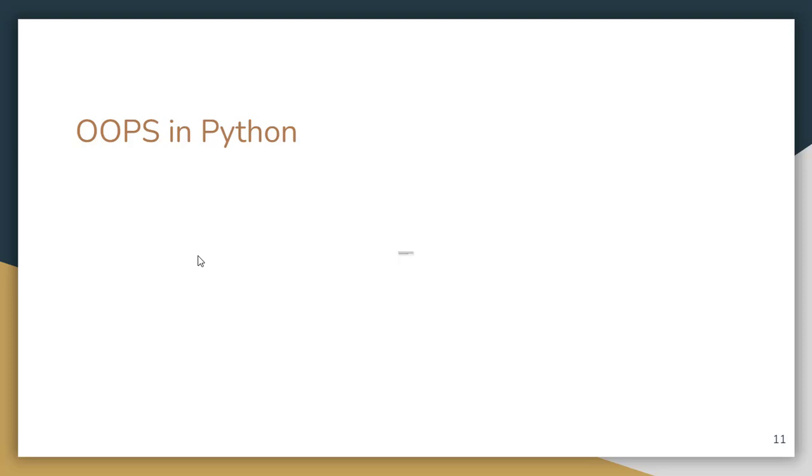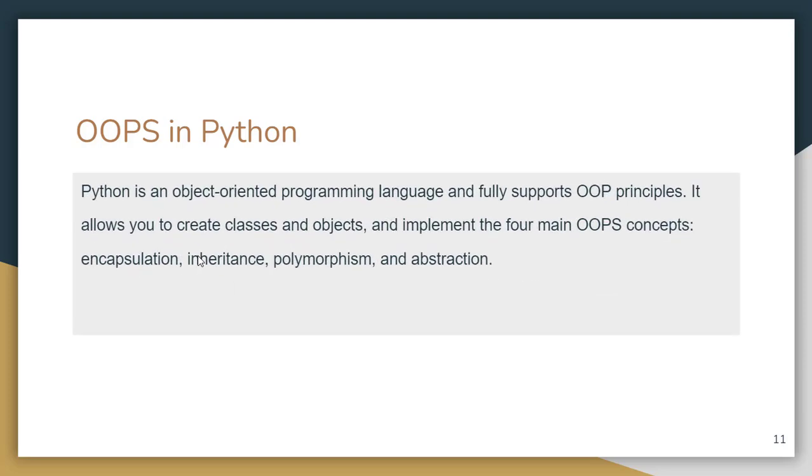Next, OOPS in Python. Python is an object-oriented programming language and fully supports OOPS principles. It allows you to create classes and objects, and implement the four main OOPS concepts: encapsulation, inheritance, polymorphism, and abstraction. That's all for today.